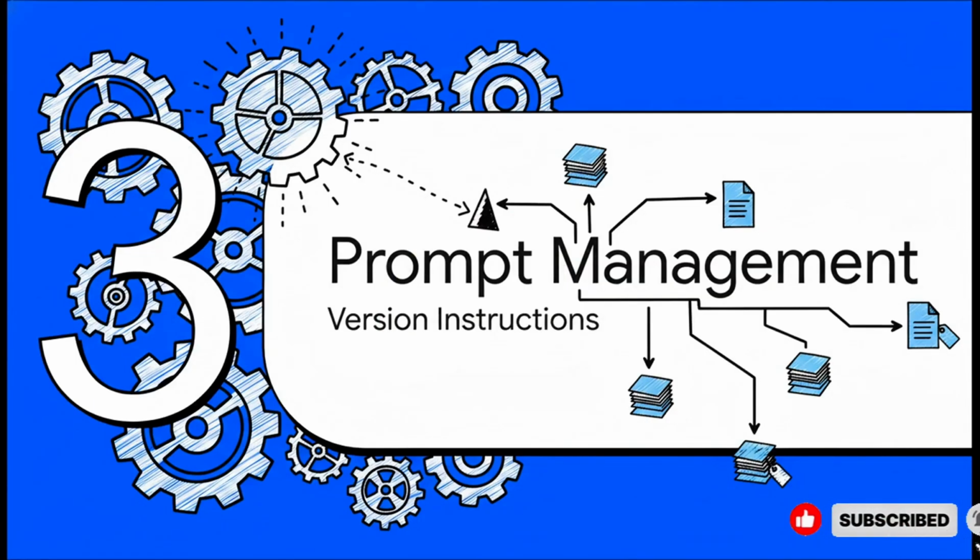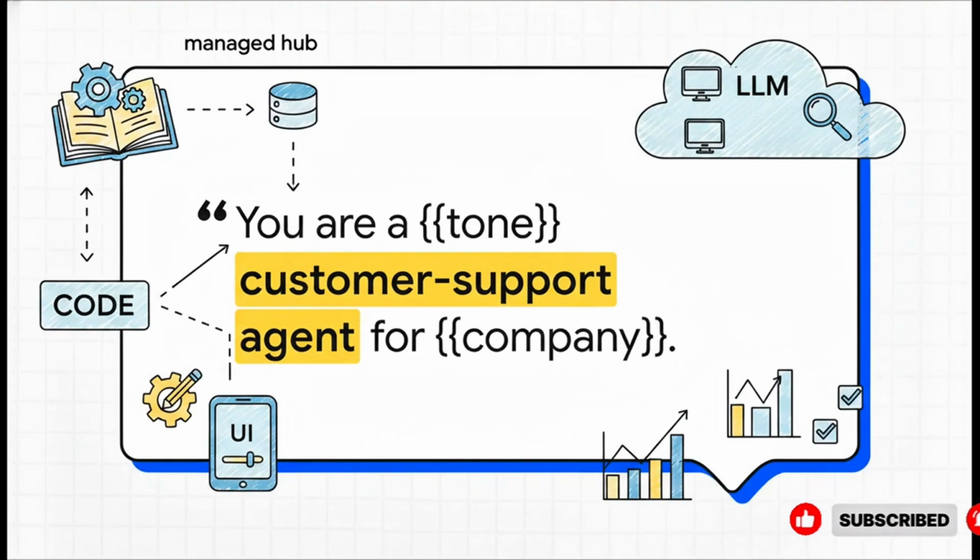Next up is part three, centralizing prompt management, or versioning your instructions. This is a massive shift. The system allows developers to pull hard-coded prompts entirely out of the codebase and into a managed hub. Just look at this system prompt template. You are a {{tone}} customer support agent for {{company}}.